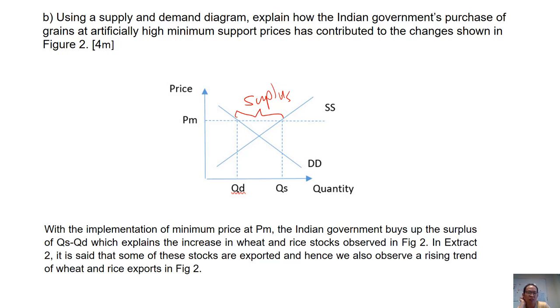the increase in wheat and rice stocks observed in figure 2. So you must make reference to figure 2, which says that because of the purchase of the surplus, this explains the increase in wheat and rice stock. And as I said, in extract 2, it is said that some of these stocks are exported. Because of that, this also explains the rising trend of wheat and rice exports in figure 2.